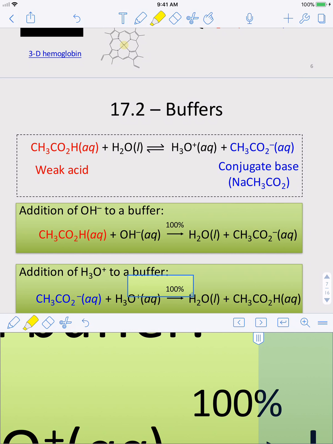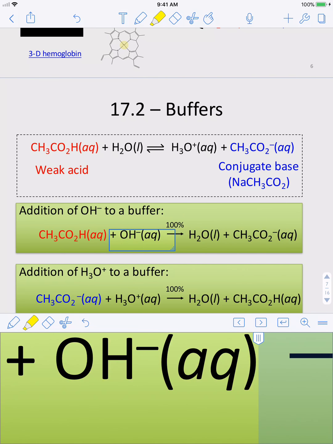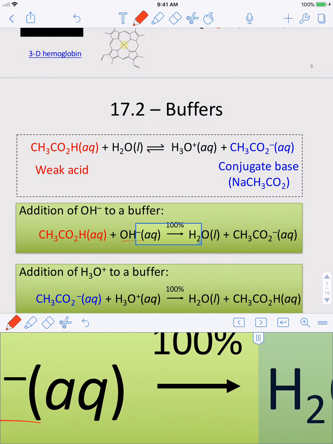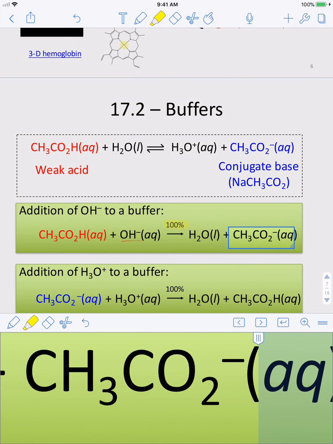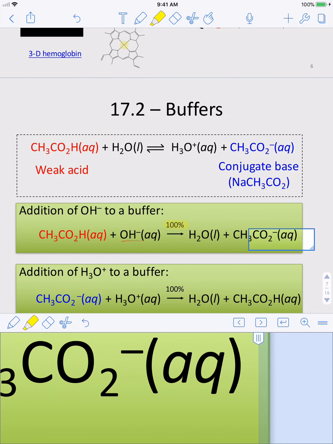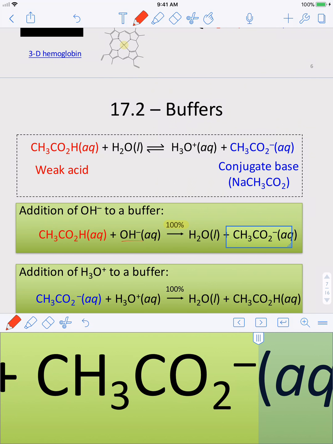So if we add a base to this buffer, a strong base, the hydroxide is going to look for an acid. And the acid is the weak acid, acetic acid. This strong-weak reaction is a 100% reaction. So again, this is not equilibria, this is just stoichiometry. 100% of it is neutralized to the conjugate, which is acetate. Acetate here is the weak conjugate base of acetic acid.